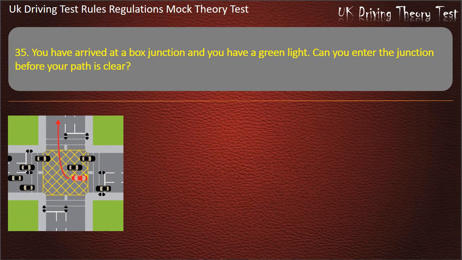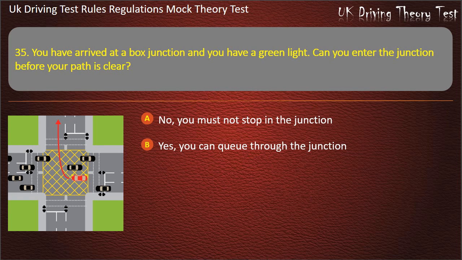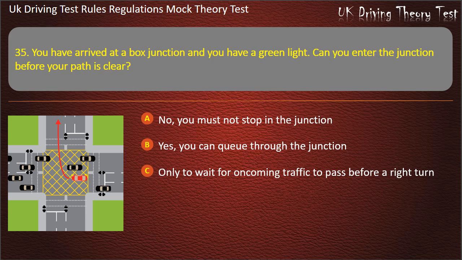Question 35. You have arrived at a box junction and you have a green light. Can you enter the junction before your path is clear? No, you must not stop in the junction. Yes, you can queue through the junction. Only to wait for oncoming traffic to pass before a right turn. Only when you can exit the junction before a red light. Answer. Only to wait for oncoming traffic to pass before a right turn.